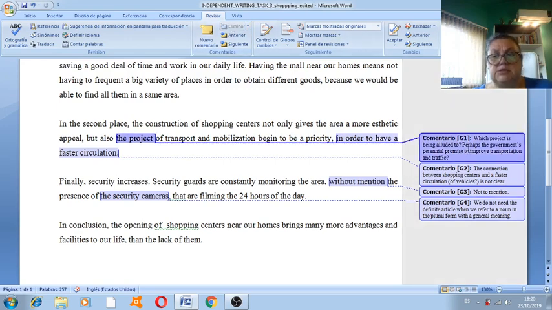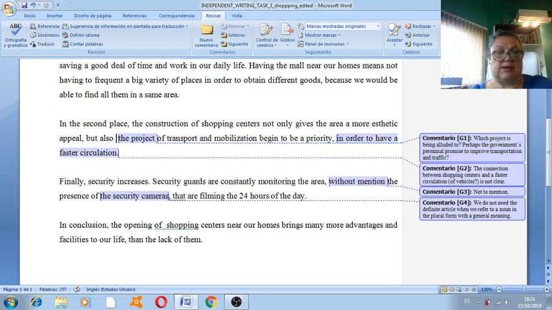Perhaps you mean to say something like this, what I wrote in the comment I inserted: the government's perennial promise to improve transportation and traffic. Is that what you mean? And the idea that governments are always promising this for citizens, and they never really achieve that aim, or they never fulfill their promises. So perhaps this is what you mean. And so in that case, I would talk about transport or transportation and traffic rather than mobilization.